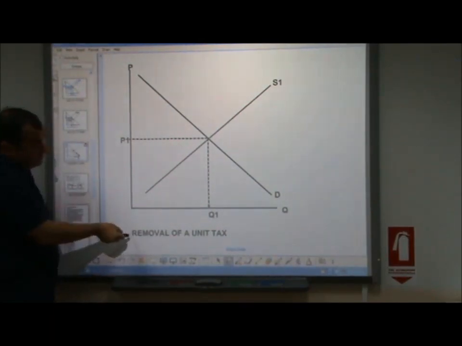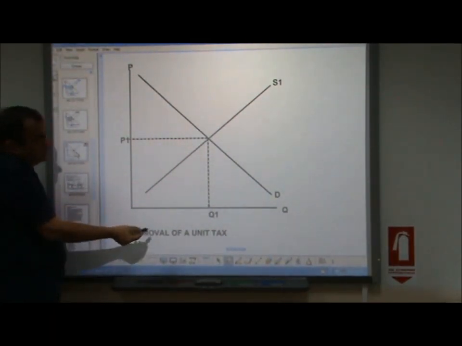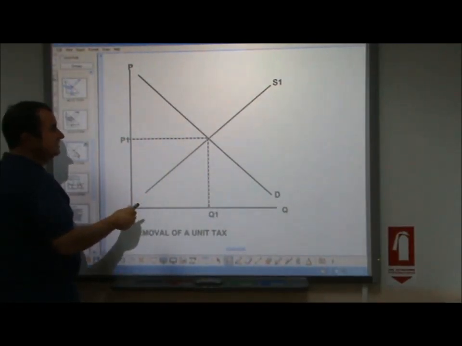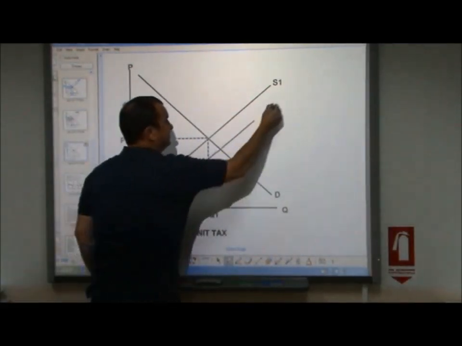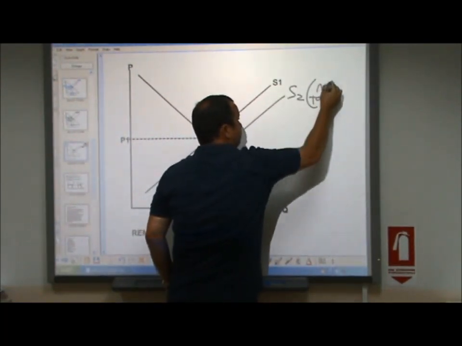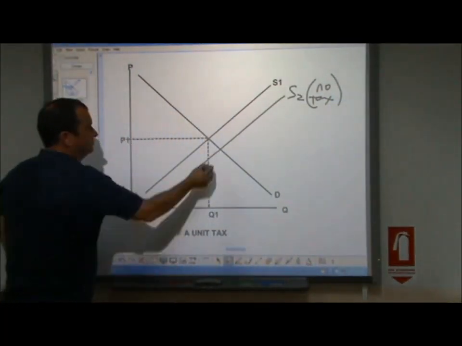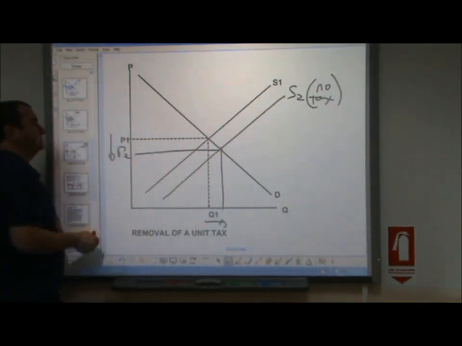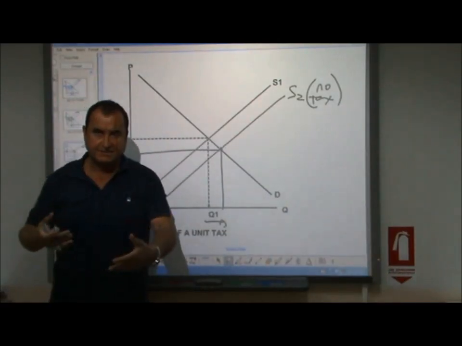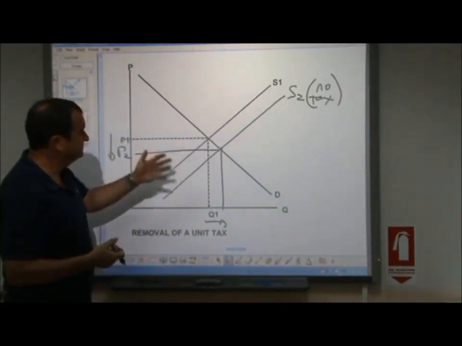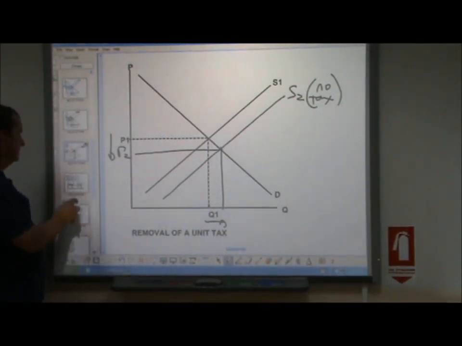I suppose I could explore the removal of a unit tax. Of course, if there is a tax already and it gets removed, then the supply curve will shift downwards. No tax. And that, of course, raises the quantity and it reduces the price. So we don't only have to talk about levying taxes, we can talk about the removal or the reduction of a tax as well, which shifts the supply curve in the other way, of course.